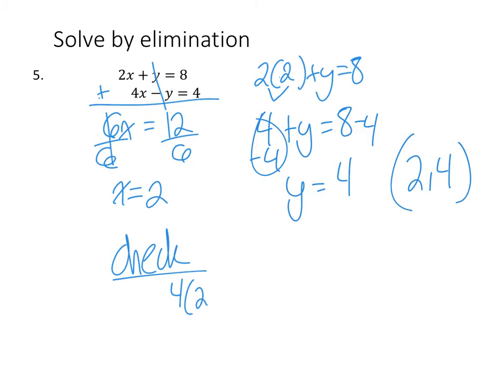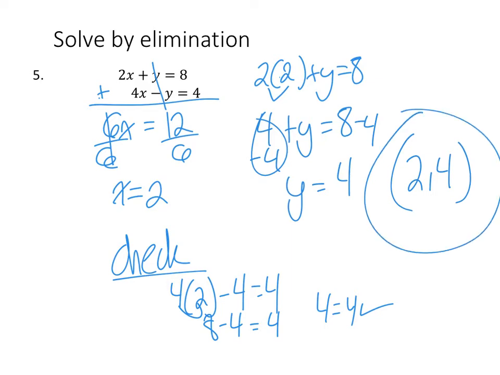I'm going to use my second equation to check it. 4 times 2 minus 4 equals 4. 4 times 2 is 8, minus 4 equals 4. 8 minus 4 is 4, equals 4. It checks out. So (2, 4) is my solution.